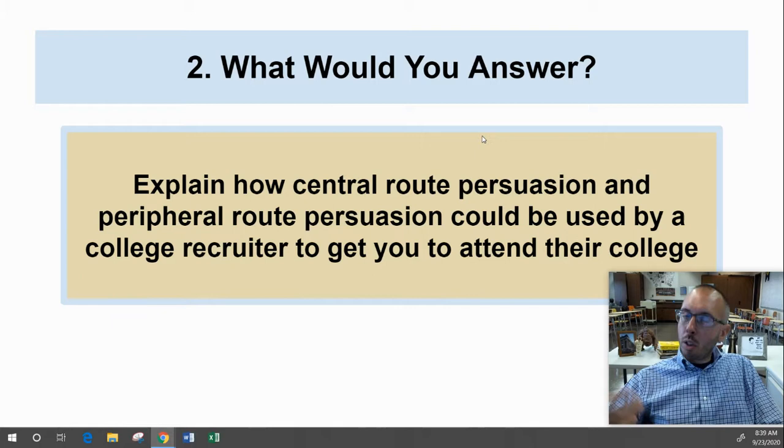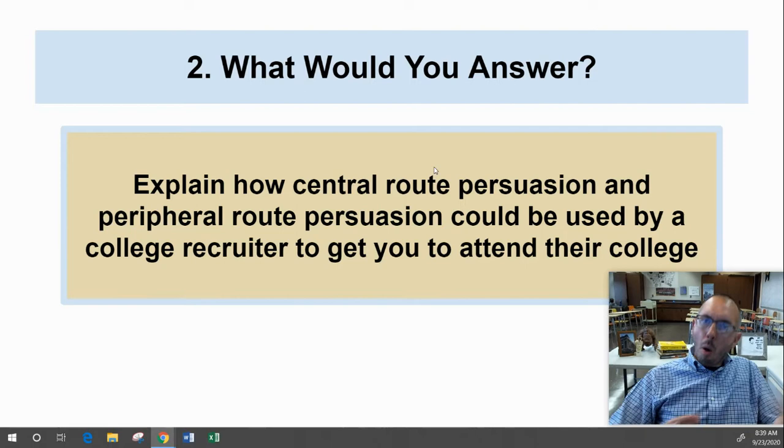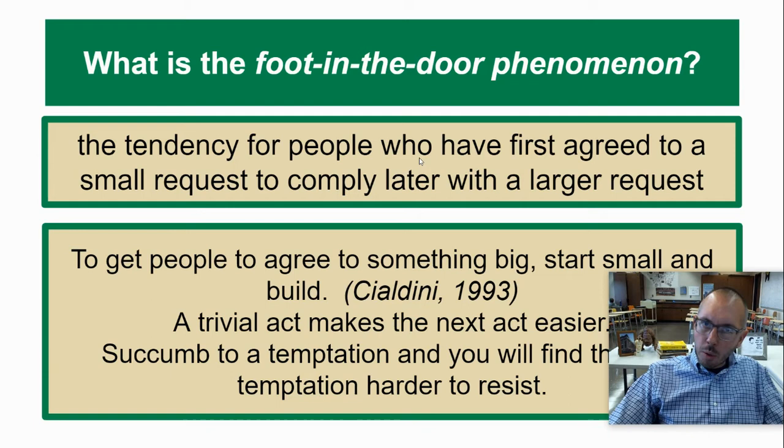Oh, wait, that sounds like every single college tour. And they use both. They use central and peripheral route to persuasion. Now, there are other methods that you can use to persuade someone's attitude. Please do not use these for evil, okay, my friends?